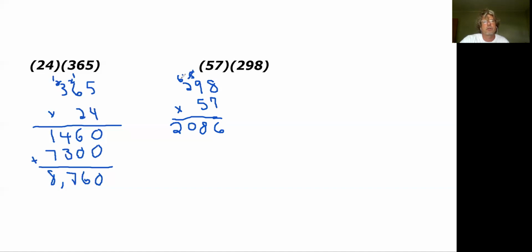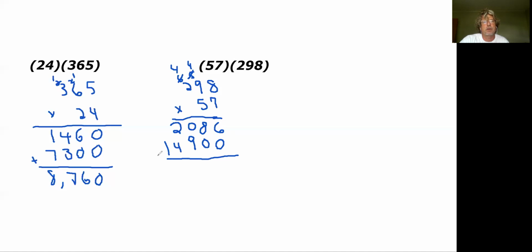We're done with those. Now when I start with this 5, remember that's actually a 50, so the trailing 0 comes in as a placeholder. 5 times 8 is 40. So I bring down the 0. Carry my 4. 5 times 9 is 45. Plus the 4 makes 49. Carry the 4. 5 times 2 is 10. Plus the 4 makes 14.